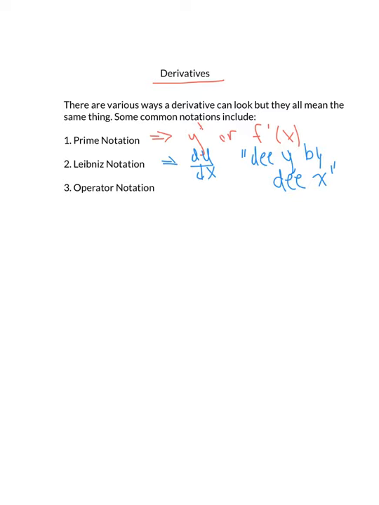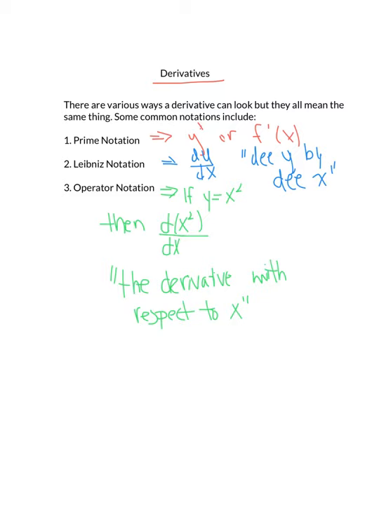Our third and final notation is operator notation. This is probably the least used notation, but if y is equal to x squared, then d of x squared with respect to x, or the derivative with respect to x, is how you would say that one.